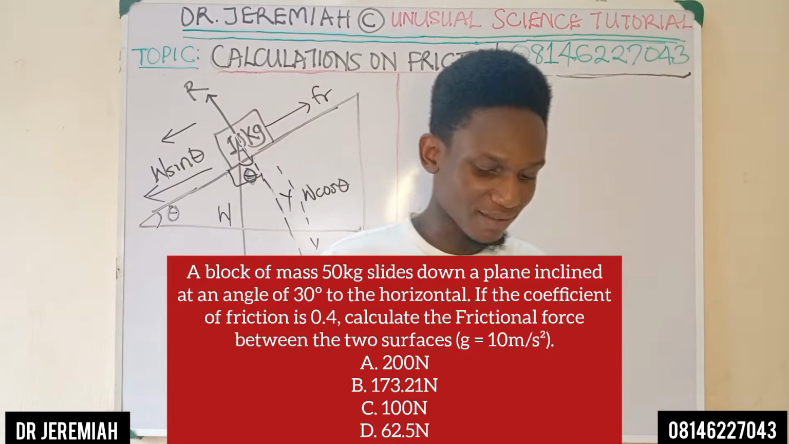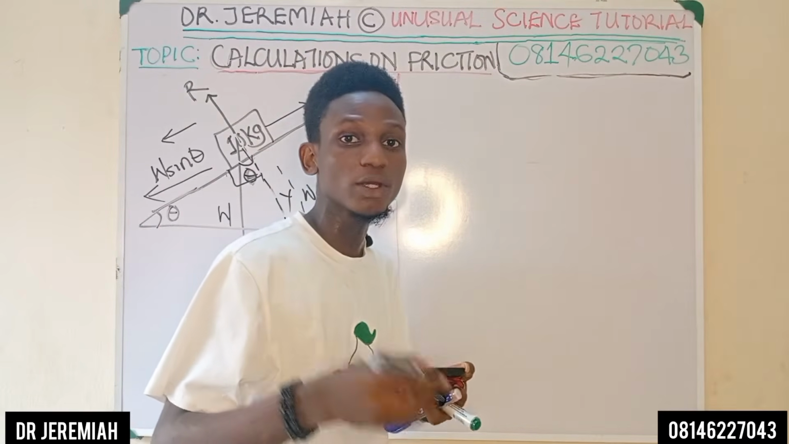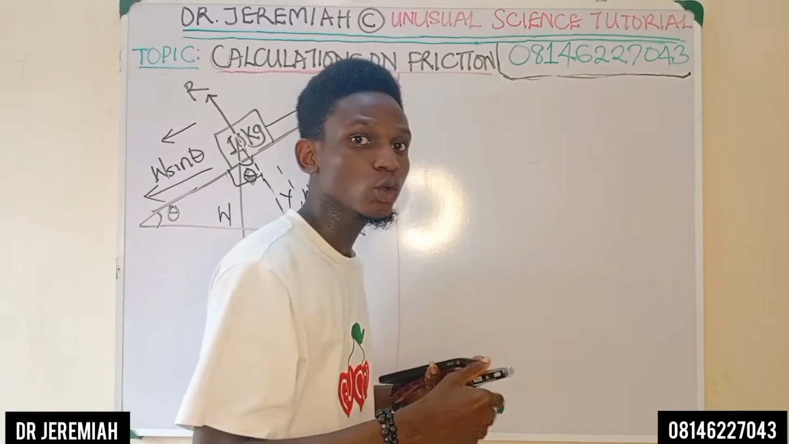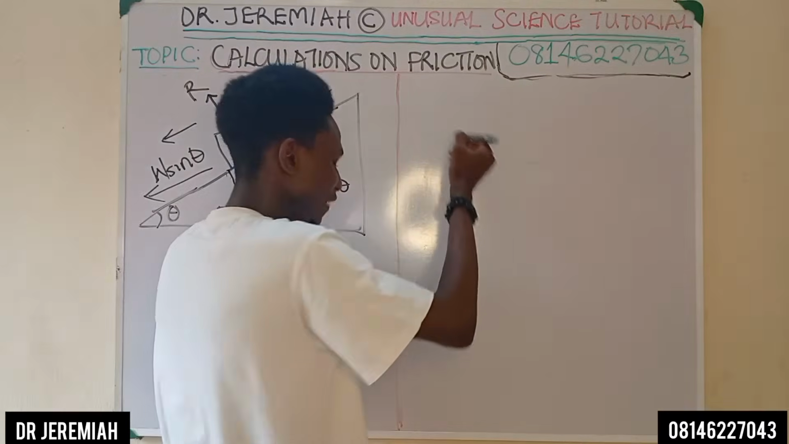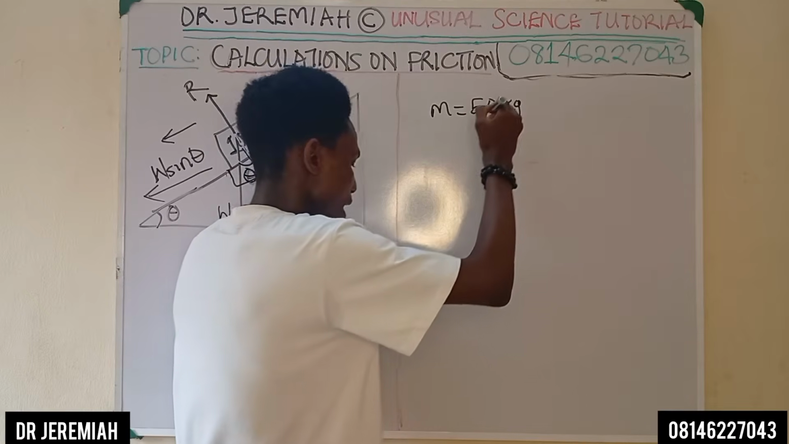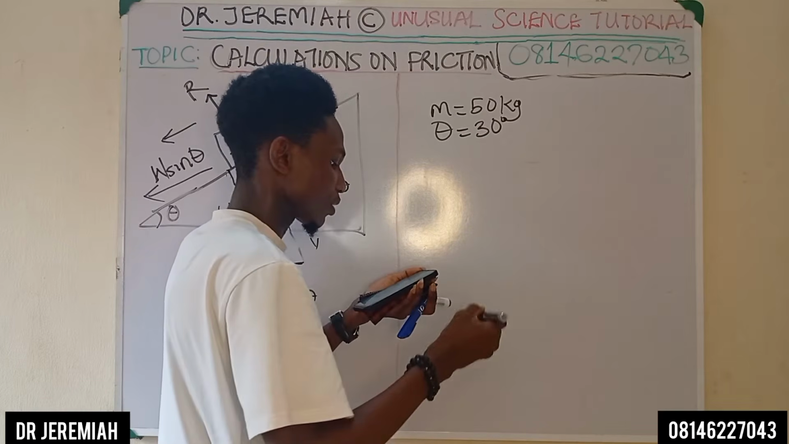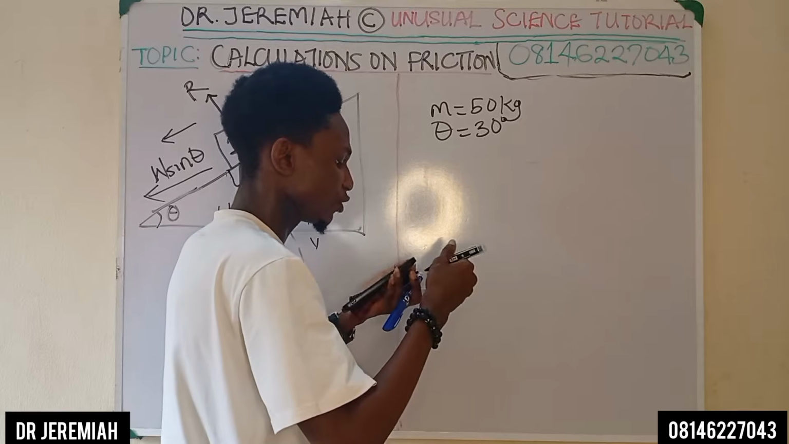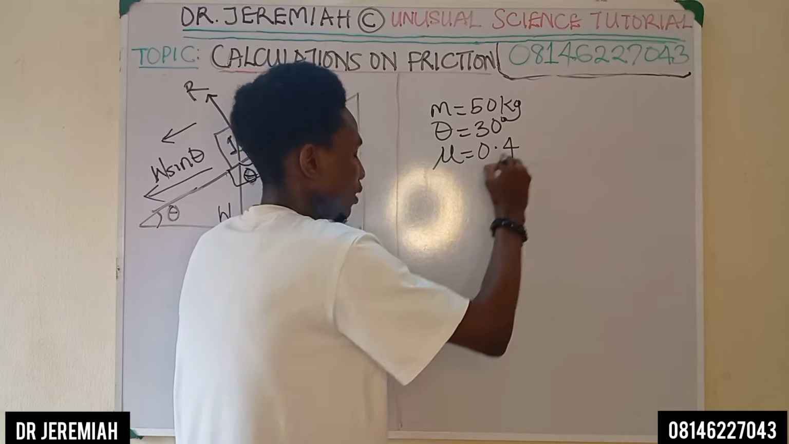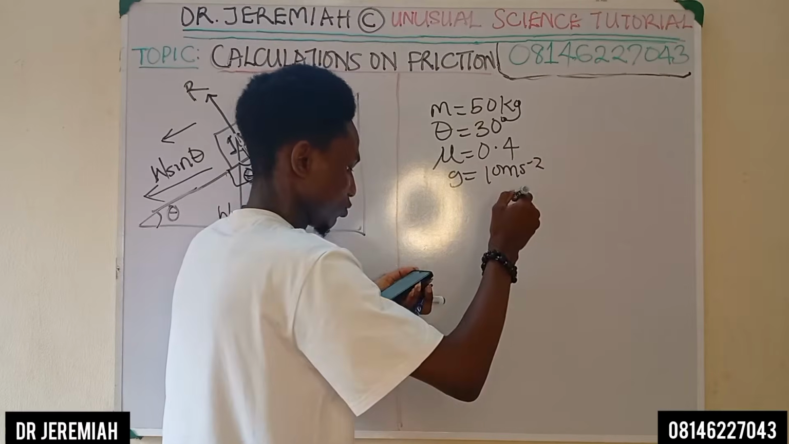We already know our formulas, so let's first write the parameters. I did a video on how to become a god in physics. I told you that when you're solving questions, always start with the parameters. So please go and watch that video so that you understand how we solve questions in physics. So the first thing, we have mass equals to 50 kg and the angle of the inclined plane is 30 degrees. Then it says the coefficient of friction is 0.4, so mu equals to 0.4. Then we have g equals to 10 meters per second squared.